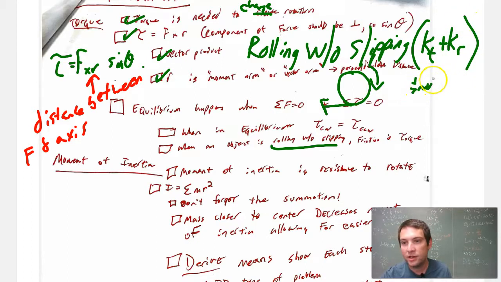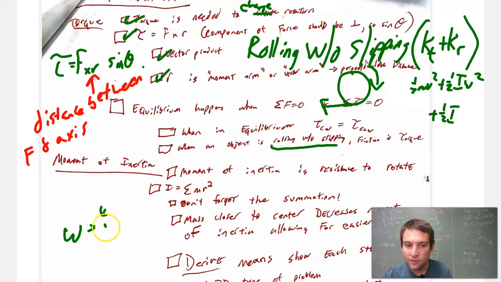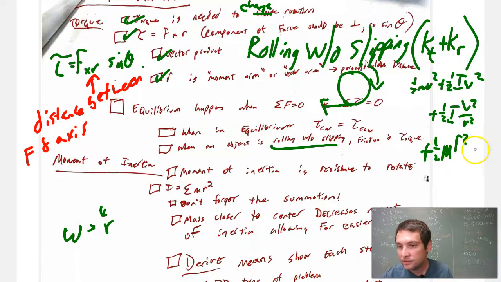So 1/2 mv squared plus 1/2 I omega squared. If omega is not given to you, it could be 1/2 I. What is omega? Omega is V over R. So it would be V squared over R squared. Well, if you don't have I either, then we can just say 1/2 M times R squared. If it's a ring, moment of inertia for a ring is mr squared. If it's not a ring, then it'll be given to you. Times V squared over R squared, and then you see the R squareds go away, and it's 1/2 mv squared.